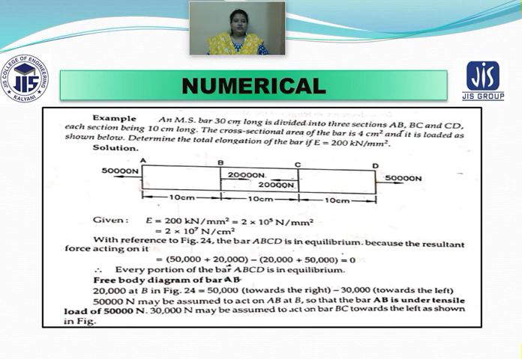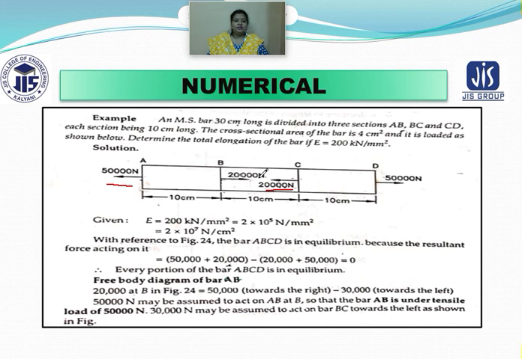Now what you have to do is see whether the body is under equilibrium or not. So you can see how many tensile loads there are and how many compressive loads there are. If you see the tensile load, this 50,000 Newton is tensile, and this 20,000 Newton is also tensile. So you take the summation of these two tensile loads.